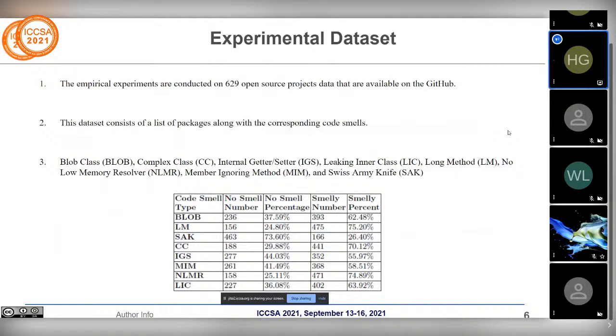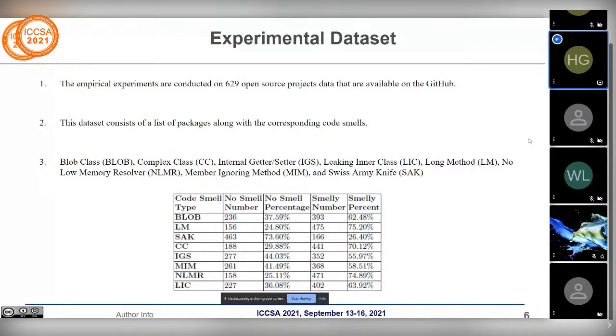Now, coming to the experimental data set. We did our experiment on 629 open source projects that were available on GitHub. The dataset consists of lists of packages along with their corresponding code smells. These are the code smells that were present: blob, complex class, internal getter, leaking internal, long method, no memory resolver, memory method, and Swiss army knife. For understanding all of these, please go into my paper for all the details. They are described in depth in the publication.